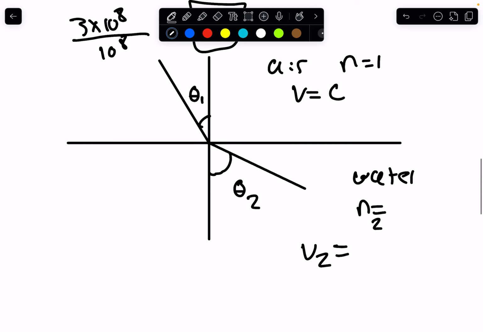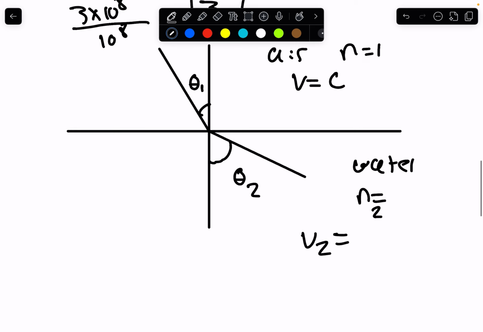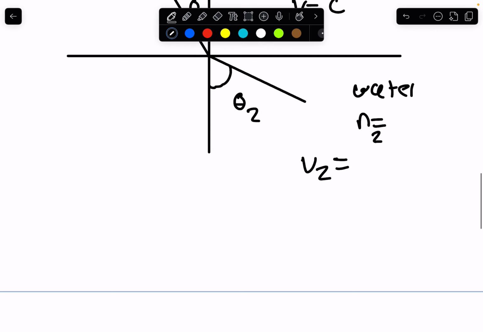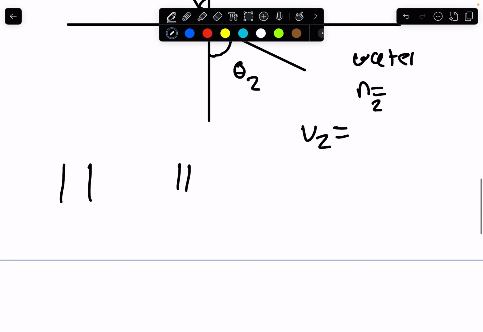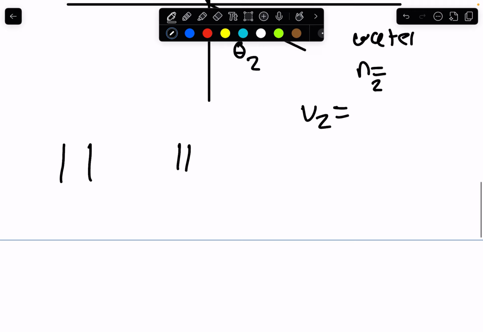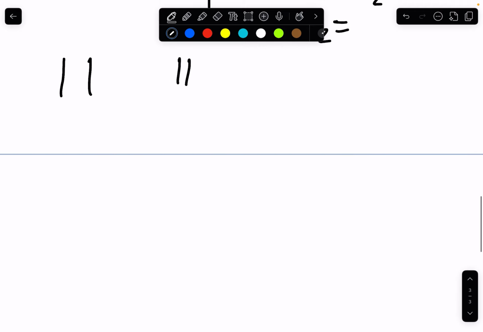Another important thing to know, that speed must change, because when you go from one medium to another, the frequency is always constant no matter what. But the wavelength of the wave actually decreases. They become closer together. So if they were like this before they refract, they will become like this after they refract. So if wavelength decreases for a constant frequency, then velocity must decrease.